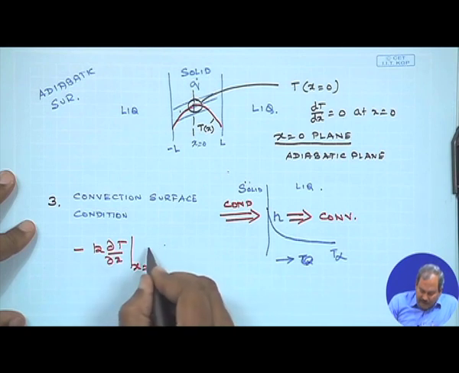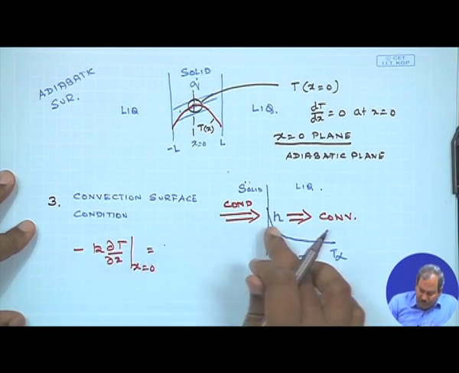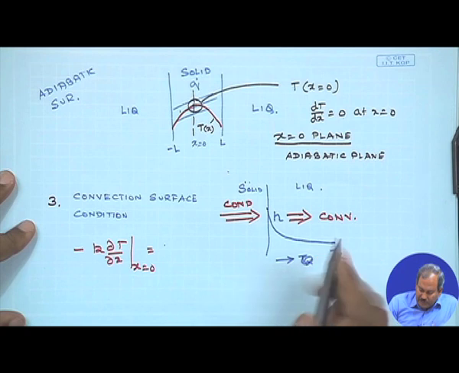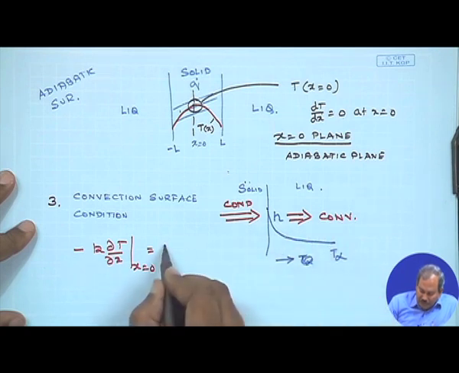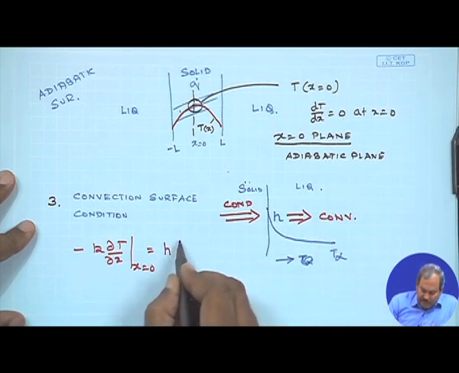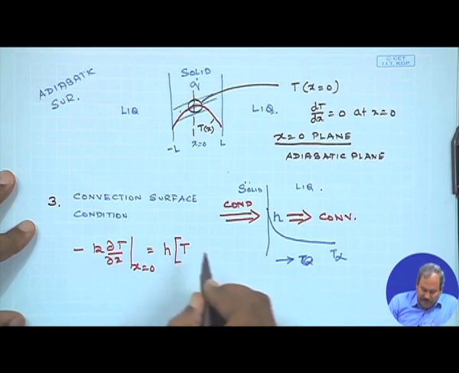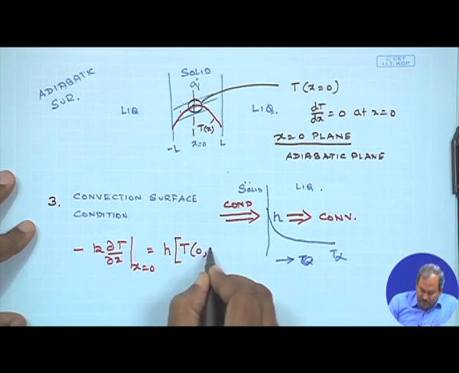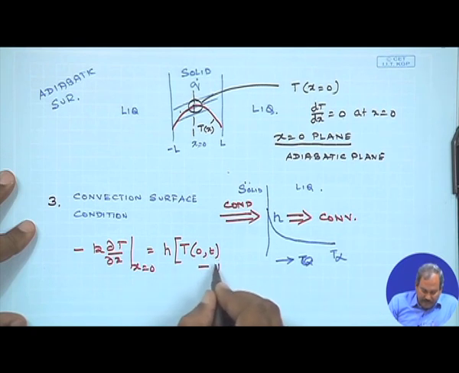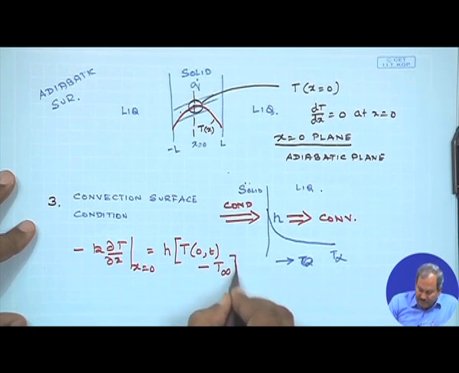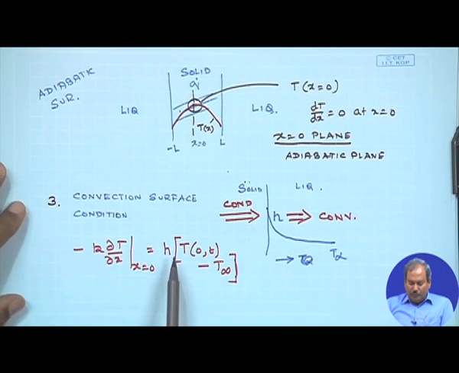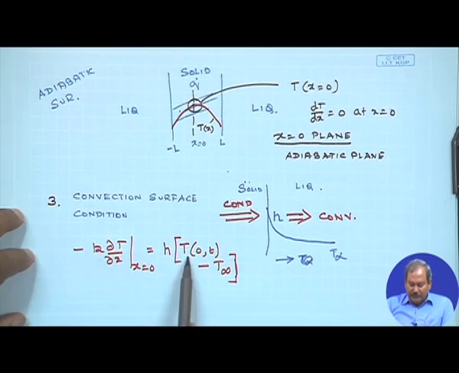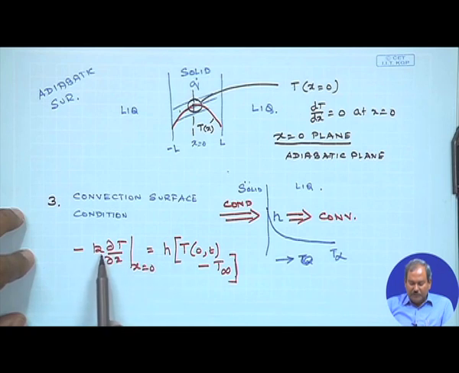This essentially denotes the amount of heat which comes in by conduction from the interior up to this point, which has to be equal to the heat which goes out by convection. If I use Newton's law, this would simply be h times T at x equals 0 at any time minus T infinity. So, the convective heat loss must be equal to the conductive heat which is coming to the interface.